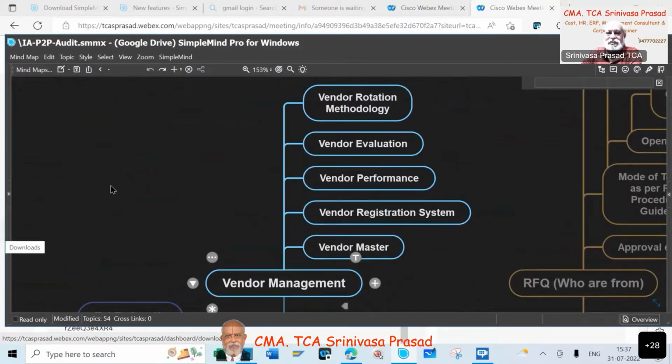We should have a vendor master. Then we should have a vendor registration system. We should have a vendor performance, vendor evaluation, and vendor rotation methodology. So these are all the things that the company should have as an auditor. This is my view, because we have been on the other side of the table for a very long time. So these are all the things which an auditor should have a look at and see whether these kinds of systems prevail in the organization or not.